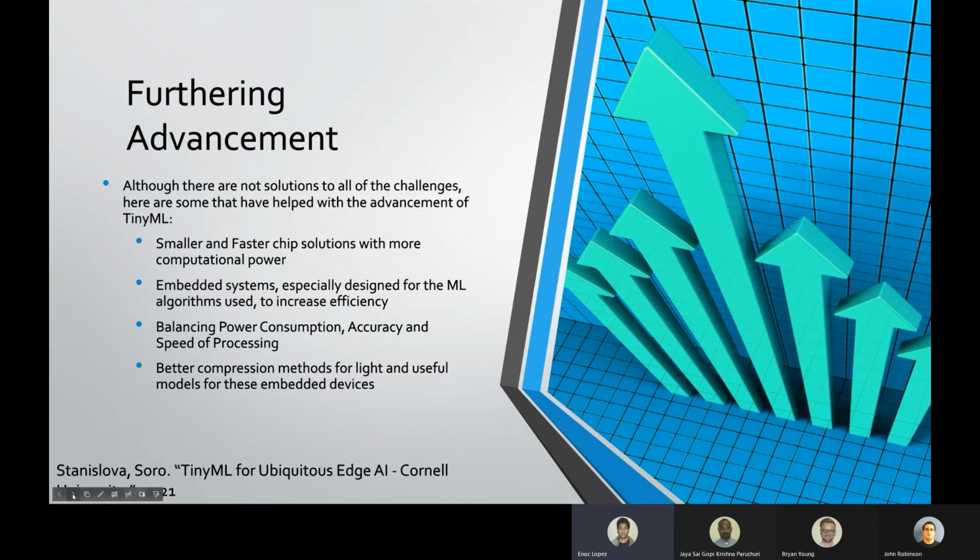Another important aspect has been balancing power consumption against the accuracy and speed of processing. These systems use a lot less power, and the point of them is using a lot less power and fewer resources. You need to make sure that they're very efficient, and you want to make them as efficient as possible without sacrificing too much accuracy, while still having a fairly useful speed of processing. Also, better compression methods have been found for light and useful models on these embedded devices.